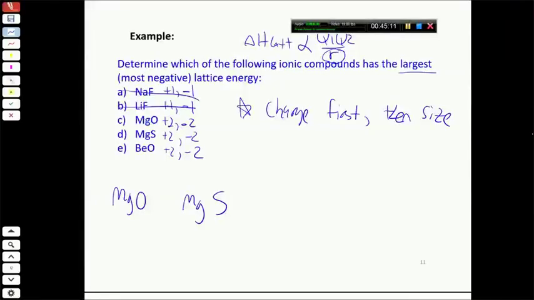And so that means if O2- is smaller, the magnesium and the oxygen are going to be closer together. That's going to have a smaller radius, and that would give you a larger lattice enthalpy. So comparing these two, we can conclude that magnesium oxide is larger than magnesium sulfide because O2- is smaller than S2-, and that means that these ions are packed closer together.